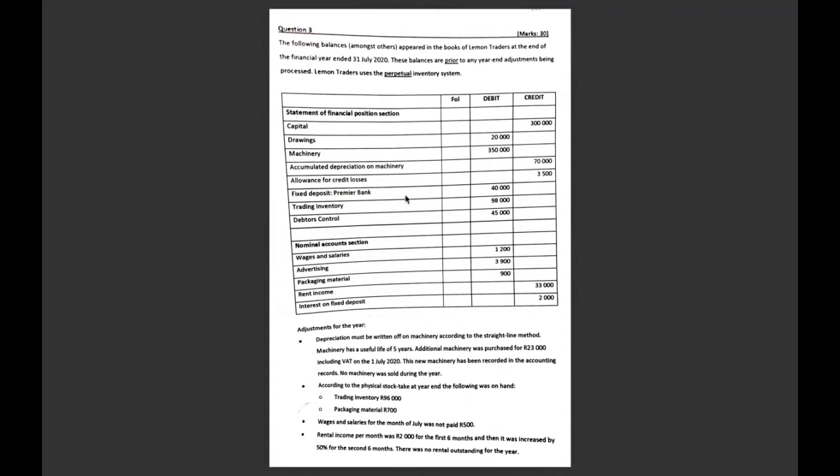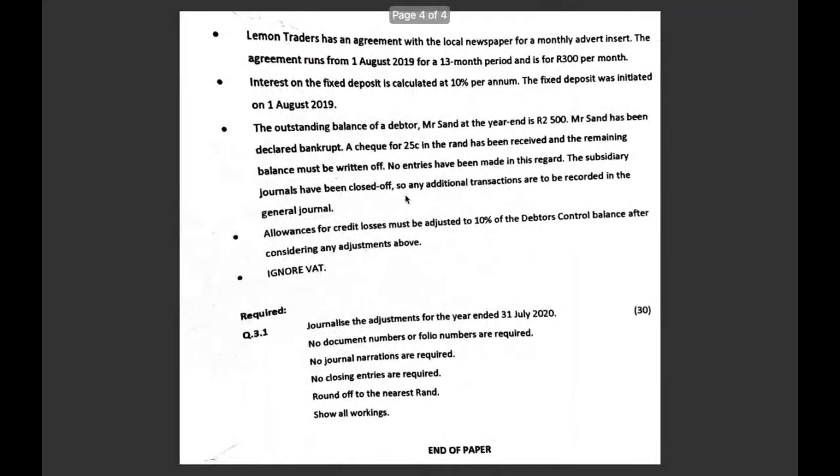All right, so as always, I start off by reading the required. They said journalize the adjustments for the year ended 31 July 2020. I would have loved to do this in class because it would have been nice to get your interaction whilst doing this, but obviously we have to take what we are given. So we'll just have to rock with this as is.